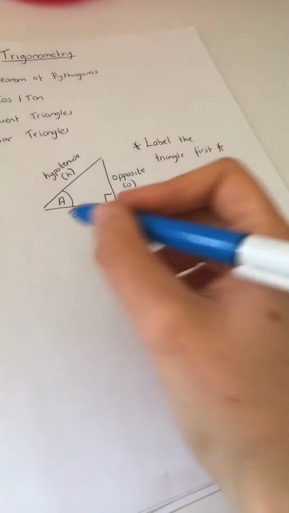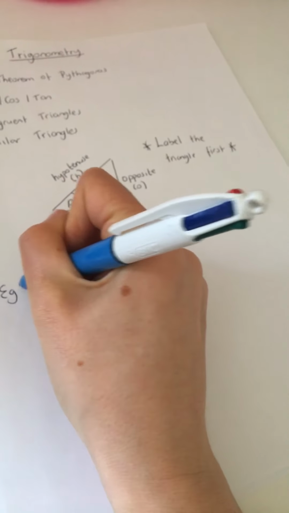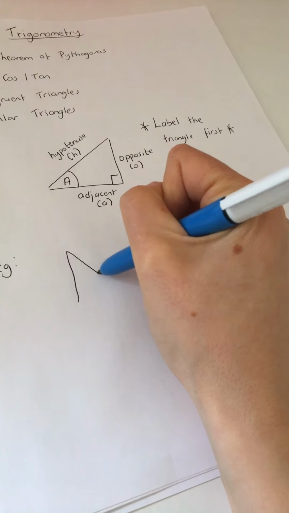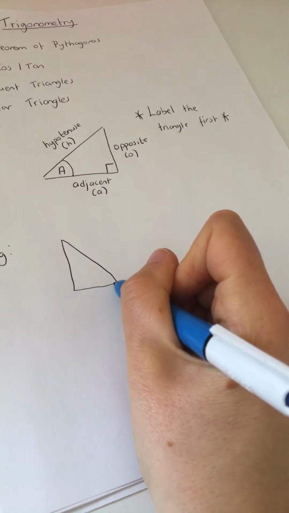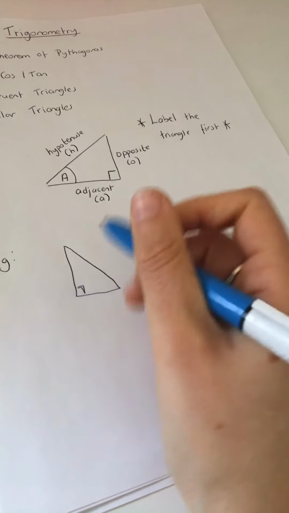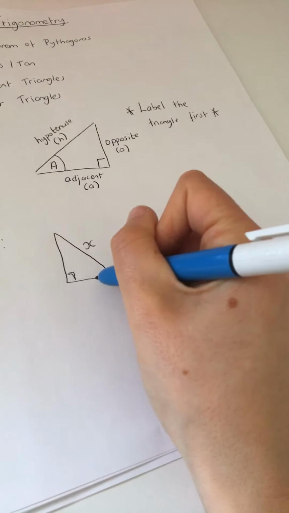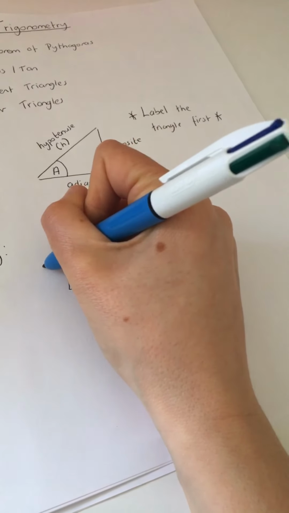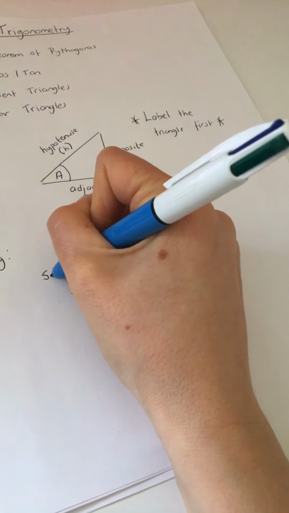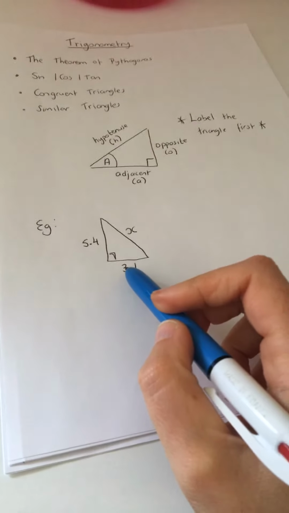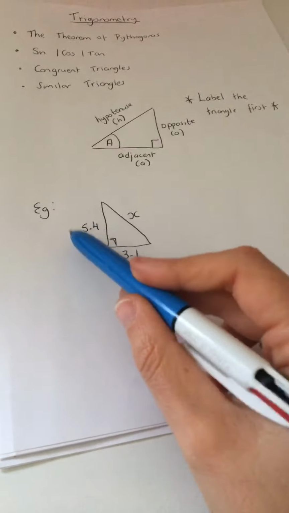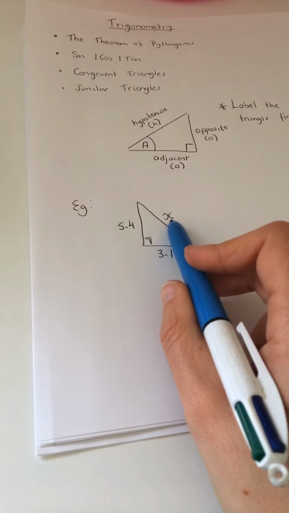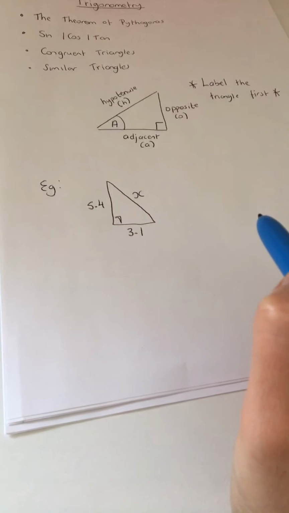Okay, so an example then of using the theorem of Pythagoras. So you might be given a triangle like this. Right angled, and the hypotenuse is called x, and this is called, we'll say 3.1 and maybe 5.4. Now they might give you nicer numbers than that or they mightn't. They might be mean and give us decimals, so we'll work with the decimals. So they're looking for the hypotenuse. They might say find the hypotenuse.